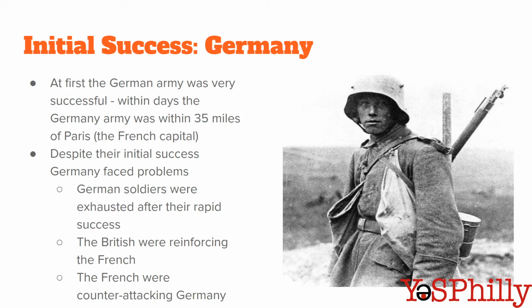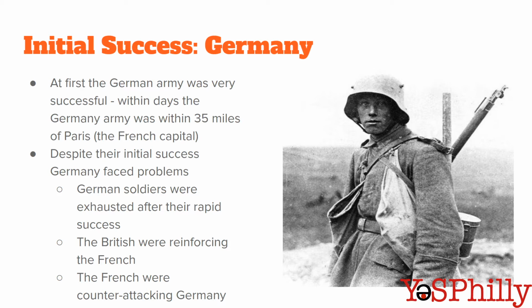All right? However, despite their initial success, Germany faced new problems because they had been so successful at first. First, their soldiers were extremely exhausted. Fighting this quickly, fighting this rapidly, moving across so much territory so fast was really exhausting for the German soldiers. They were tired. They were beaten up. They had fought really, really hard, and they had done really, really well, but that had left them really tired and exhausted. Also, the French allies, the British, were starting to reinforce them.